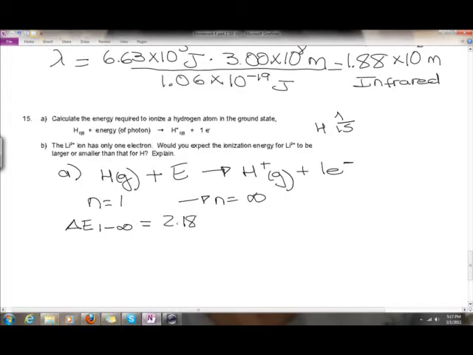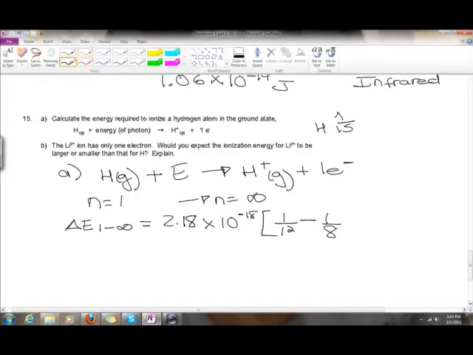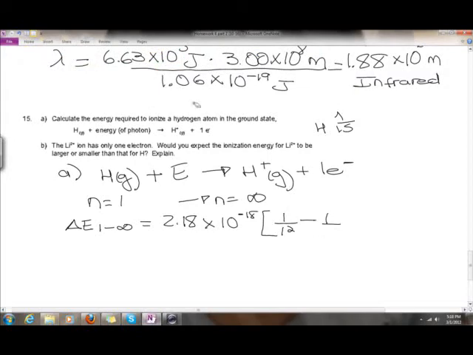it's 2.18 by 10 to the minus 18, and it's 1 over 1 squared minus 1 over infinity squared, and 1 over infinity is 0, if you remember that from math, right? So if this is 0 and this is joules, this is 2.18 by 10 to the minus 18 joules. That's the ionization energy.